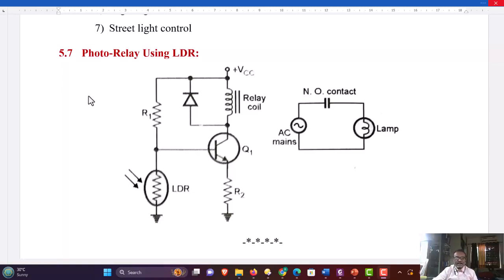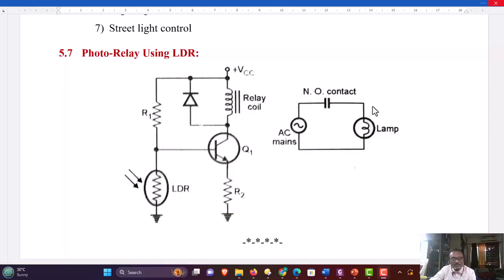In the evening time, when the light intensity is decreasing, at a particular cutout intensity the LDR resistance is sufficiently high to produce sufficient voltage to turn on the transistor switch. When the transistor switch is on, the relay will get energized. And when the relay gets energized, the contact will be closed. Once the contact is closed, the AC mains will supply the lamp load and the light turns on.